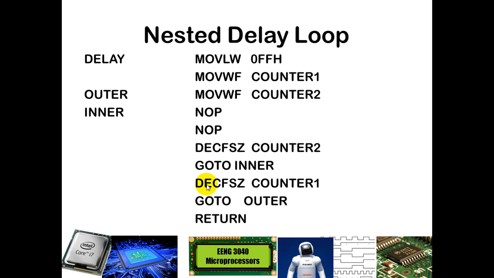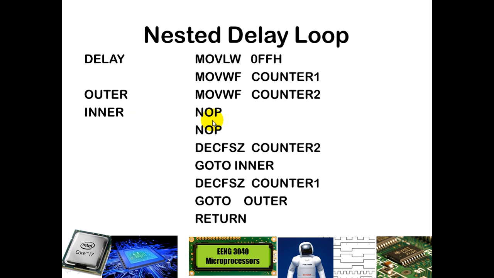Here's some nested loops. So we're going to call this subroutine delay, and it's got delay labeled at the top, return at the bottom. And what we're going to do is we're going to keep track of 2 counters, a counter 1 and a counter 2. Both of them are going to be initialized to FF, and then we're going to get down into the inner loop. We're going to have a couple no operations to waste some time. Then we're going to decrement our counter 2, and if it's 0, we'll skip, but for the most part it's not going to be 0.